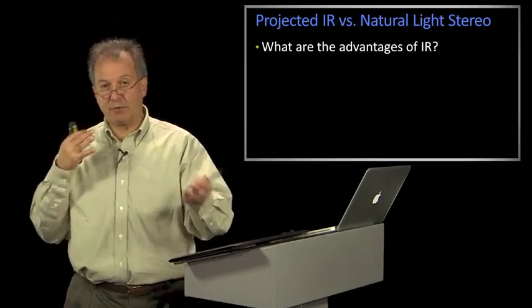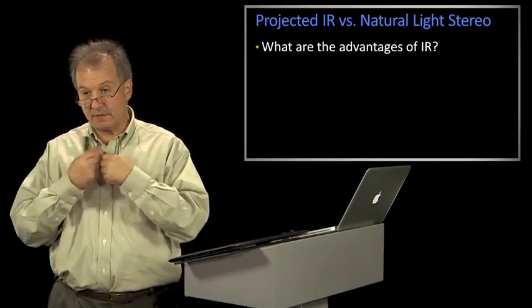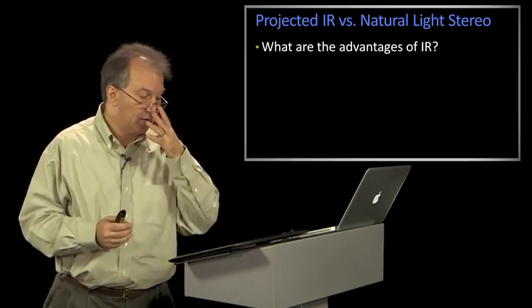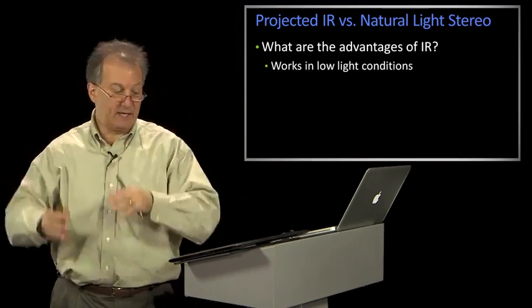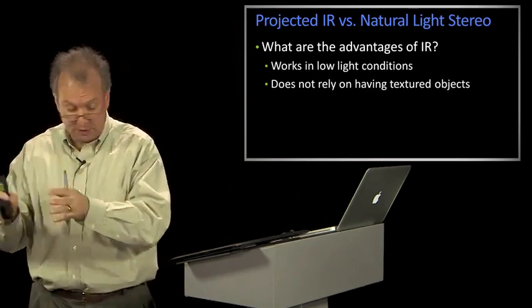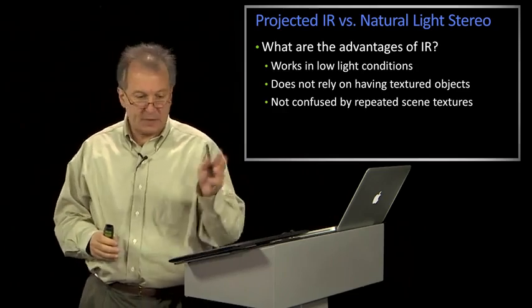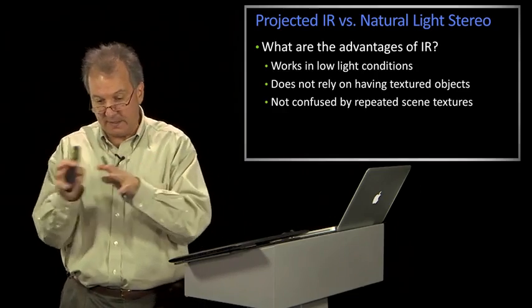All right, so we've looked at projected IR versus natural light. What are the advantages of this projected light or projected IR? Well, yes, it works in low light. You're not counting on having external light. You're not counting on having texture that you can deal with, since I'm projecting this texture. And it's okay if I've got repeated things because it's not actually repeated in the speckle pattern.